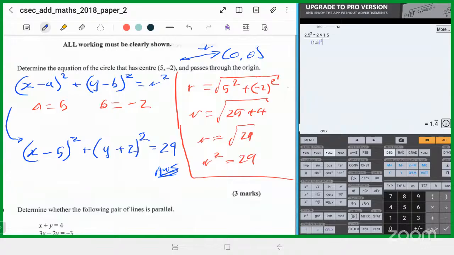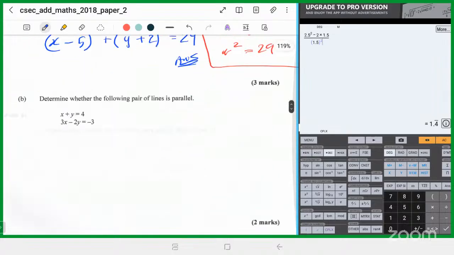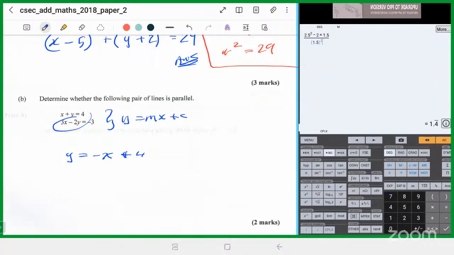Alright. Determine if the 2 lines are parallel. Parallel lines have the same gradient. So we just need to find an expression for the gradient for each of these. To do that, we're going to write each of them in the form y = mx + c, making y the subject. So for the first one, y is equal to minus x plus 4. For the second one, to make y the subject, let's do it over here.